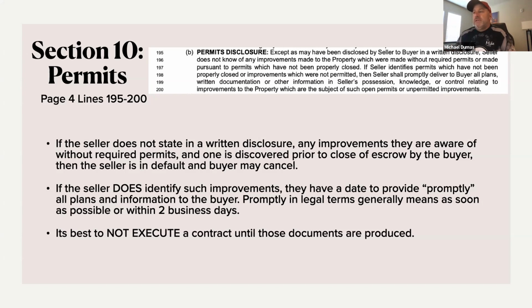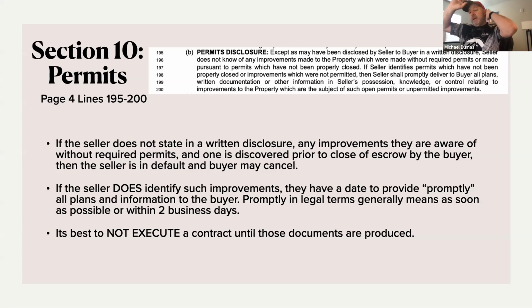If the seller identifies such improvements, they have a duty, is what it should say, not to have a date. They have a duty to provide promptly all plans and information to the buyer, meaning anything related to the plans, anything related to the building department. Promptly, in legal terms, I looked this up, generally means as soon as possible or within 2 business days. And that's important because there's several times throughout the contract that the word promptly is used.